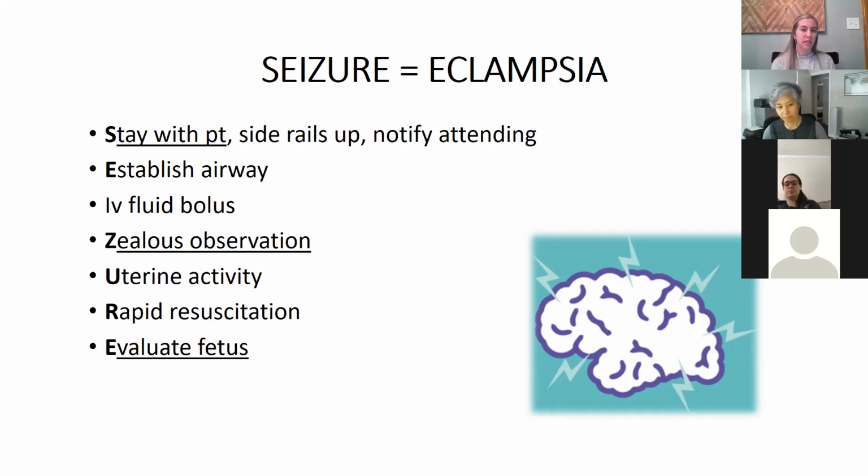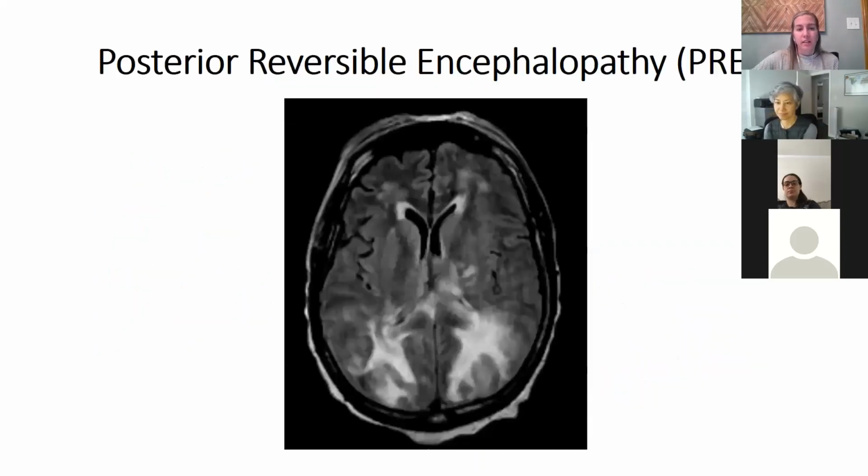And then I always just say be prepared, right? So you're ready to manage it. The next thing that can happen from preeclampsia or eclampsia is going to be something called PRES. Now this is very rare. It's posterior reversible encephalopathy. Essentially what it is, it's secondary to hypertension or eclampsia.